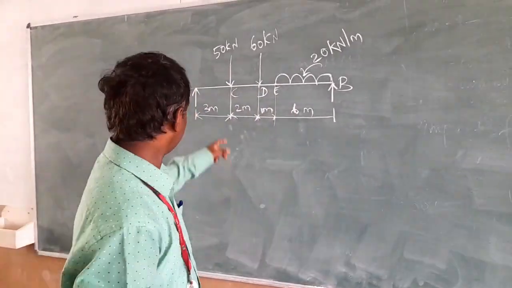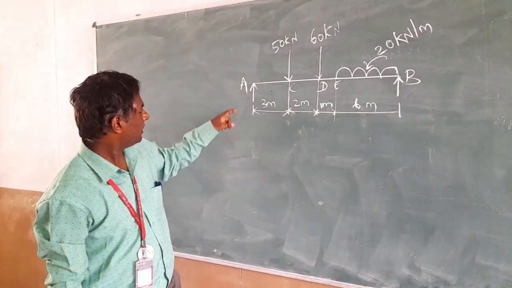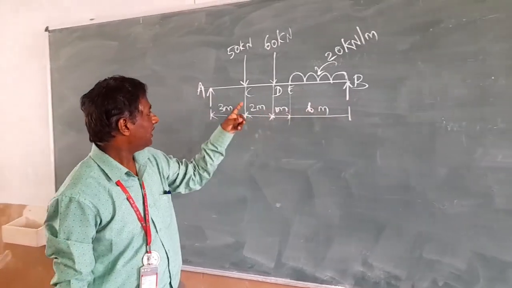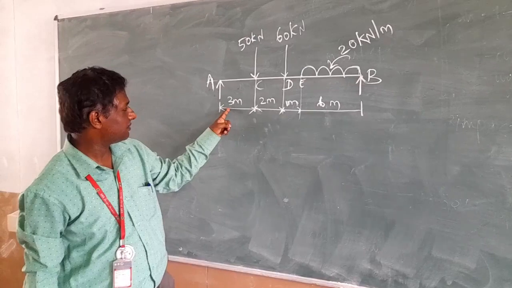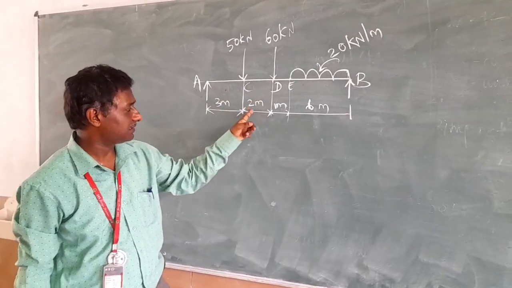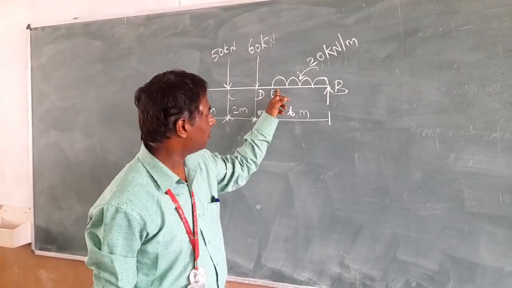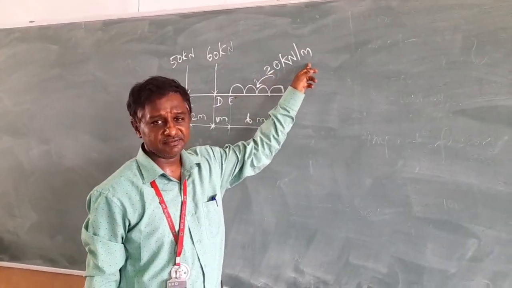Let's start. So this is a simply supported beam A and B, which is supported at the extreme ends, and we have 2 point loads at C and D. The distance is 3 meter, and from C to D is 2 meter. And we have a uniformly distributed load, UDL, of 20 kN per meter.